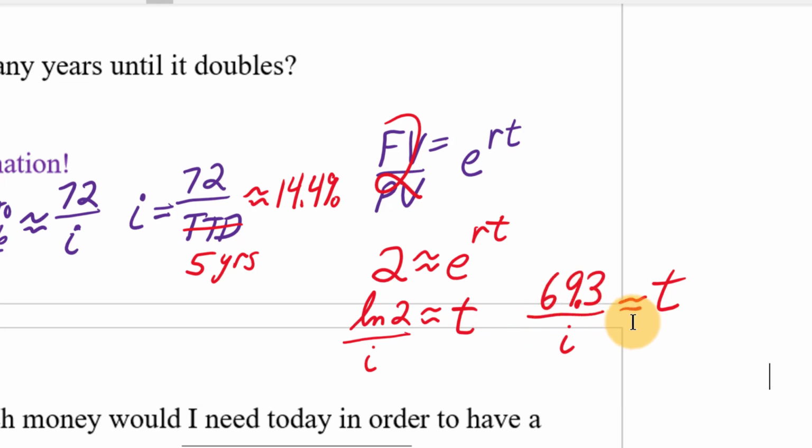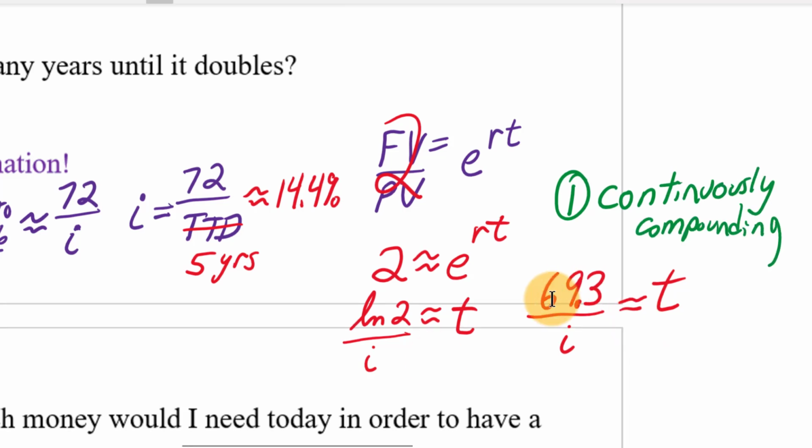There are 2 reasons I can give. One, 69.3 would be the right number to use if we were continuously compounding, right? So we would want to use a little bit bigger number so that we end up with a little bit higher number of years that we're going to have to wait for our money to double if our money's not continuously compounding, if it's only compounding once a month or once a year, for example.